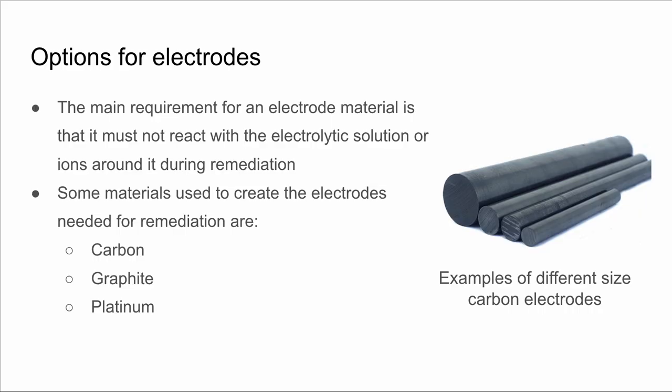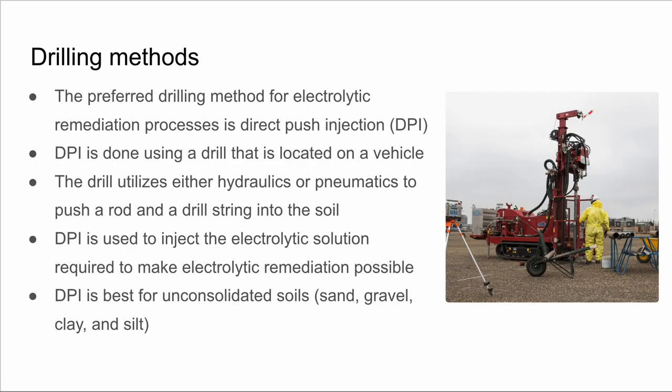The electrodes can also vary in size depending on what they are needed to remediate. Some of these sizes for carbon electrodes are shown off to the right of the slide. The 3 most used materials for electrodes are carbon, graphite, and platinum.